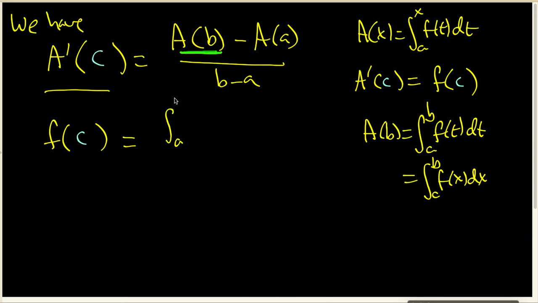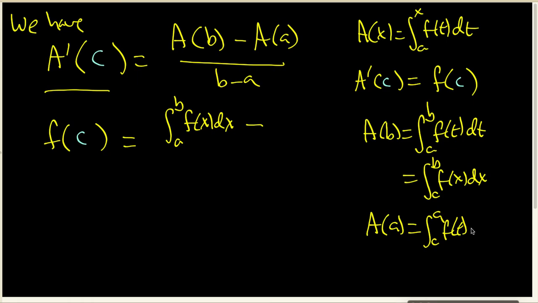So we have the integral from A to B of f of x dx minus, well, let's see, A of A is the integral between A and A of f of t dt, and that's the area of a line segment, so that's a big fat 0. So we get a big fat 0 there, and we still have b minus a underneath here.